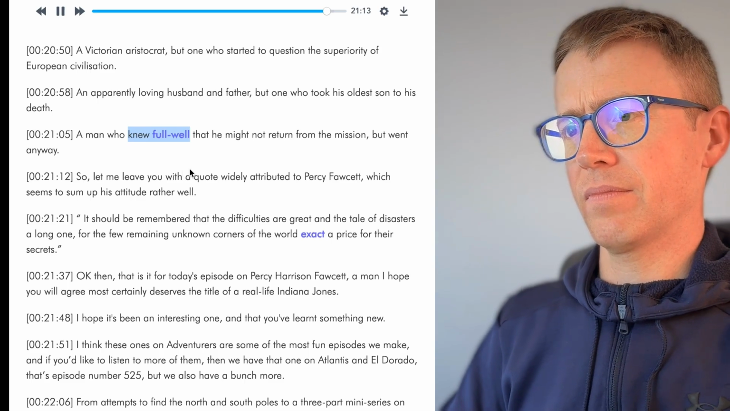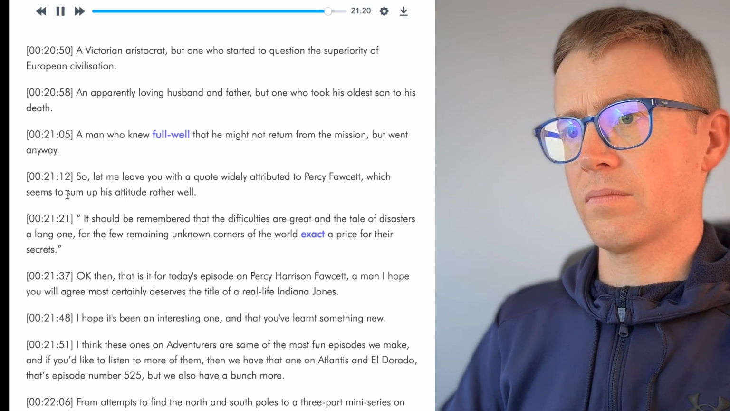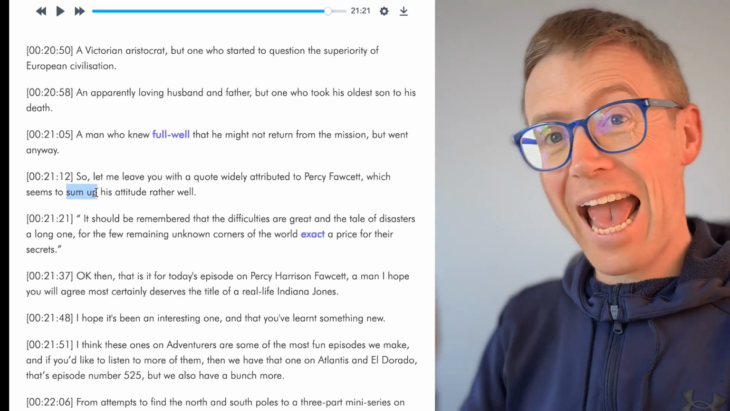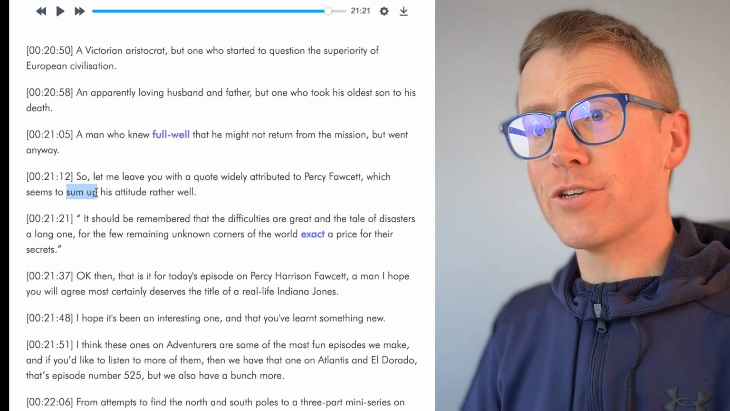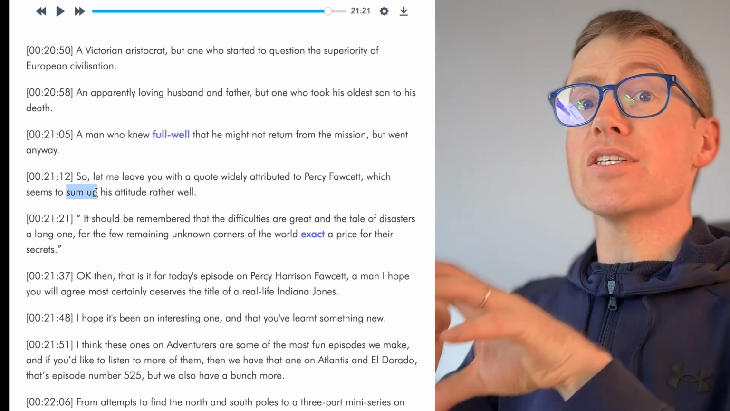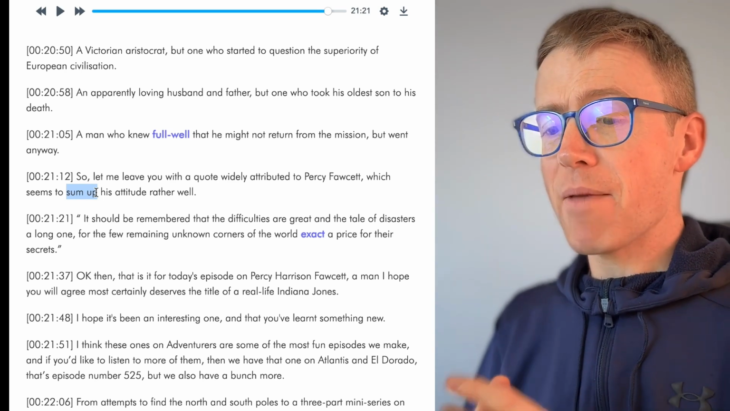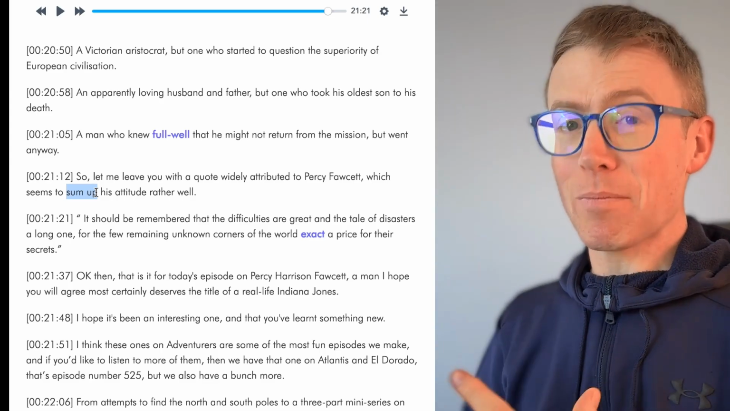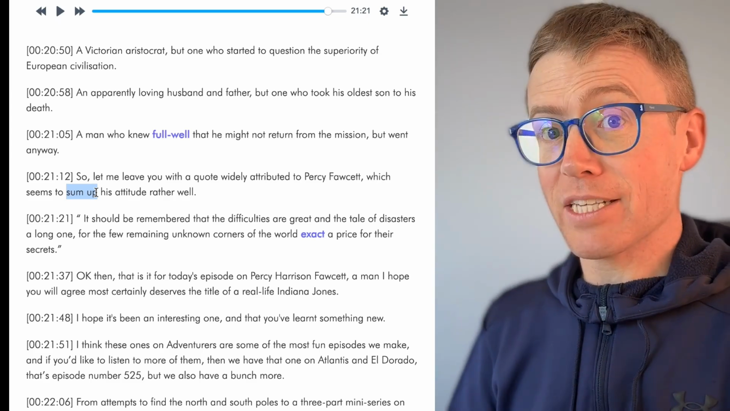So, let me leave you with a quote widely attributed to Percy Fawcett, which seems to sum up his attitude rather well. Sum up, you probably know, means to add two things together. 2 plus 2 equals 4. You're summing up 2 and 2. But if you sum up someone's character or their attitude, it means that you provide a summary of it. You say this is a way of explaining something.